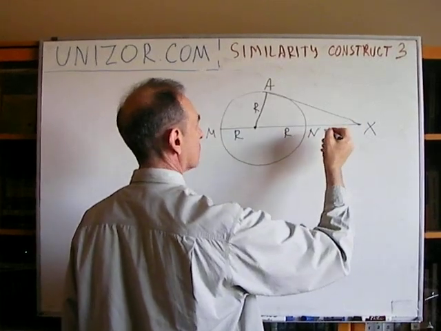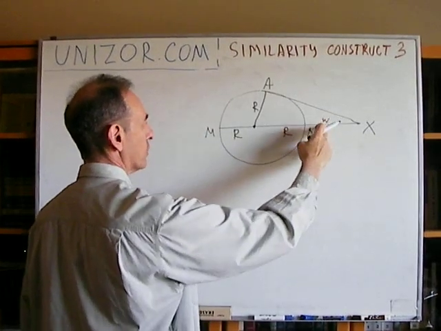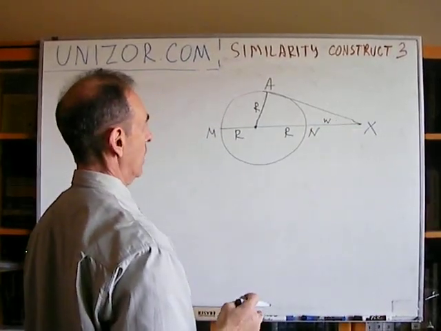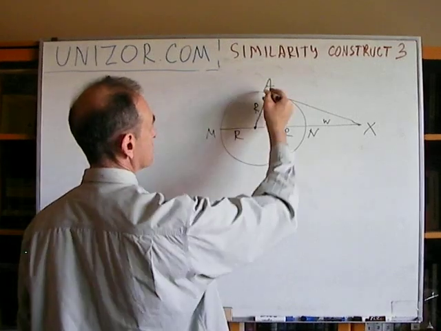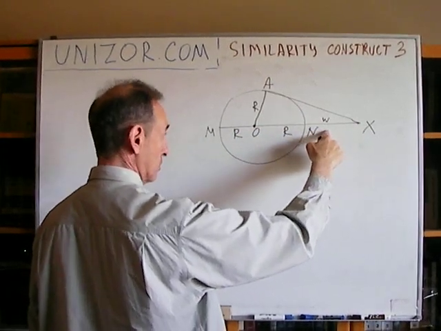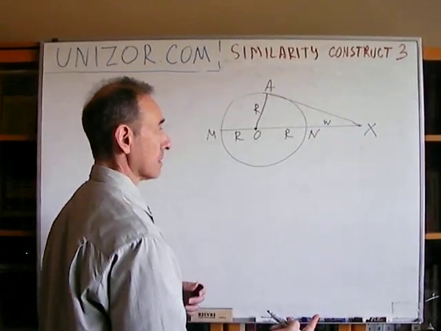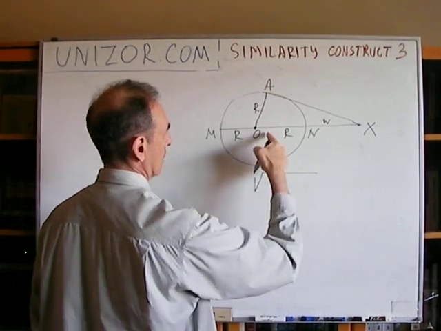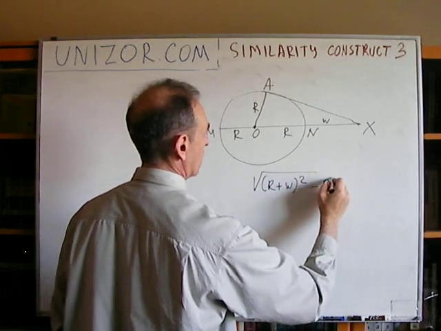Now, to find this point, I actually have to find this distance. All right? So let's call it, which letter do we prefer? W. All right. So I have to find W, which has this particular property that XM is twice as big as XA. Well, now we have many different choices. For instance, I can use the Pythagorean theorem in this triangle, OAX. So R plus W is a hypotenuse, R is a cathetus, which means the Pythagorean theorem gives me the length of AX, which I can express as the square root of R plus W squared minus R squared.